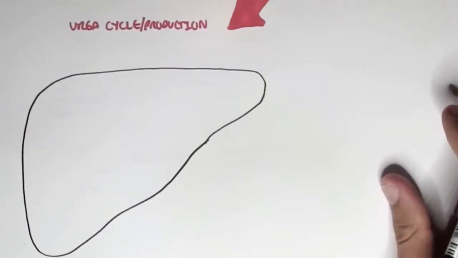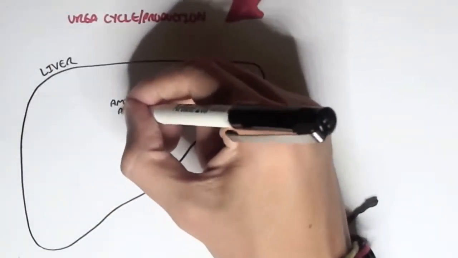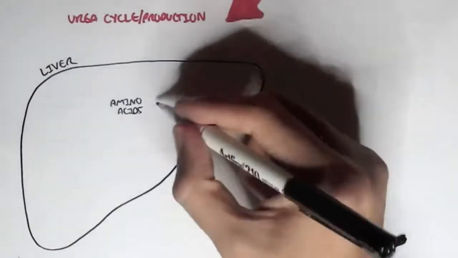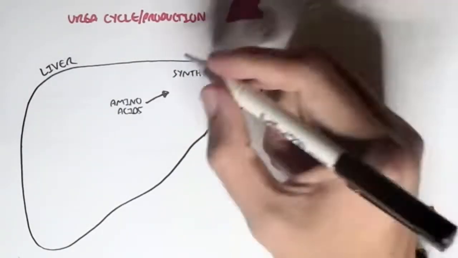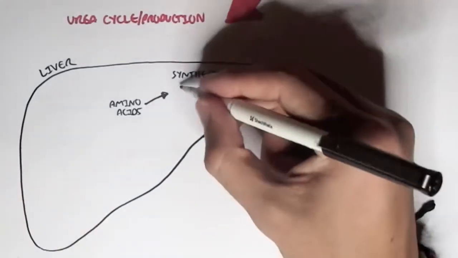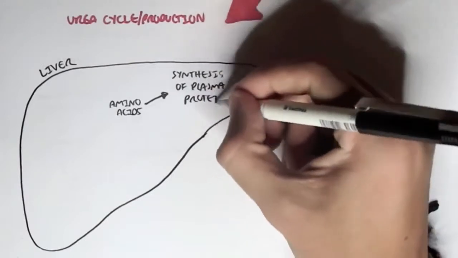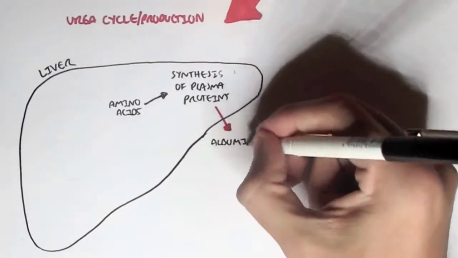So just recapping, we know that amino acids can be made into proteins, can synthesize proteins. It can synthesize plasma proteins, such as transferrin and insulin-like growth factor carrier protein, which are both carrier proteins. They carry proteins from A to B around the body.